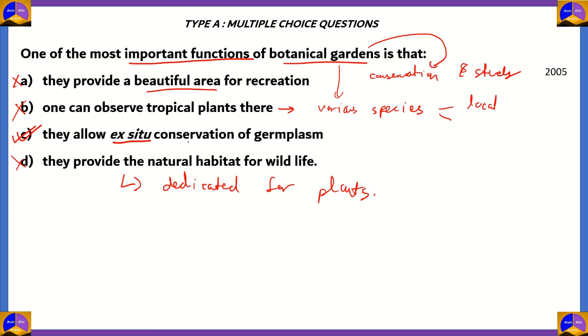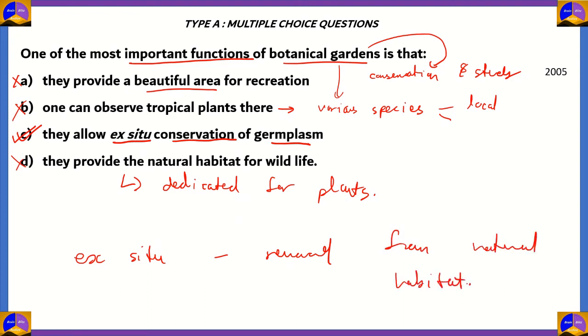They allow ex situ conservation of germplasm. Now basically the term ex situ means removed from natural habitat, and that is exactly what happens. You take plants and then you grow them in containers, and then in a botanical garden you can find living plants conserved out of the natural habitat. So option C, they allow ex situ conservation of germplasm, is the correct option for this question asked in 2005.